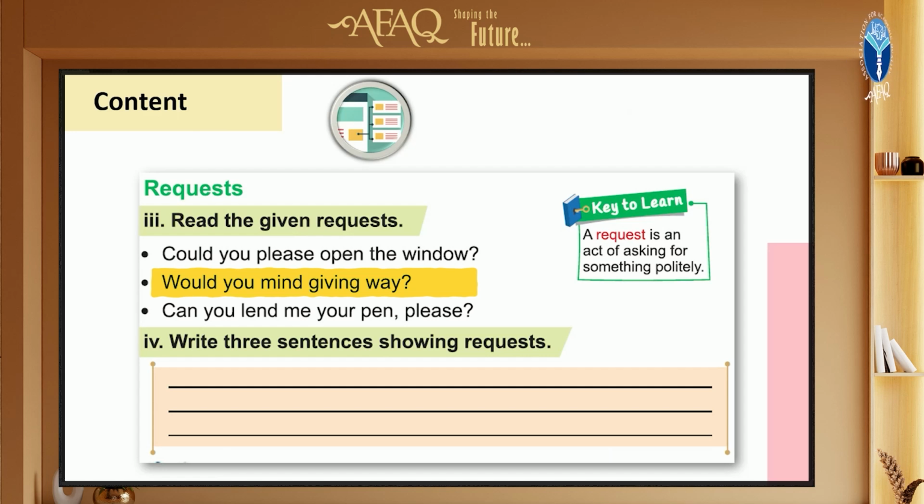Would you mind giving way? Can you lend me your pen, please? So whenever you are requesting somebody, do add some courtesy words. Write 3 sentences showing requests. Now you are going to write 3 requests.